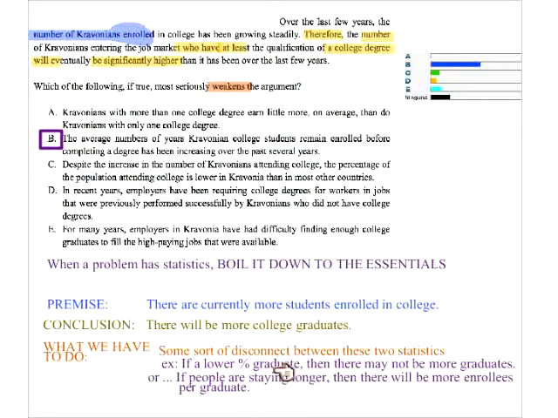So, yeah, you could have dropouts. Dropouts would also be a correct answer to this problem, but there's no choice about dropouts. What they're doing in B is people are staying enrolled for more years, and so that's skewing the percentage of graduates.